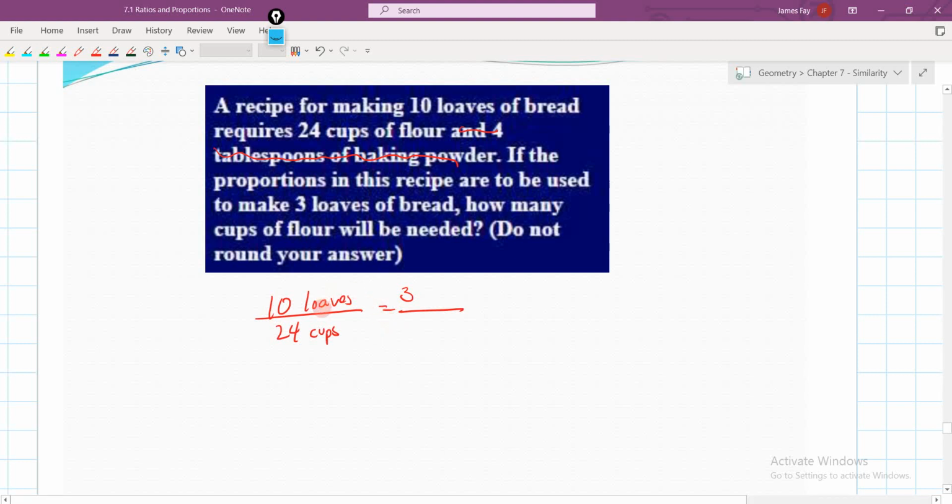So this says that we're making 10 loaves. I only want to make 3 loaves. So how many cups then do I need of flour to do that? So I'm going to cross multiply. I get 10x is equal to 72. So x is going to be 7.2. So I need 7.2 cups of flour to make these loaves of bread.